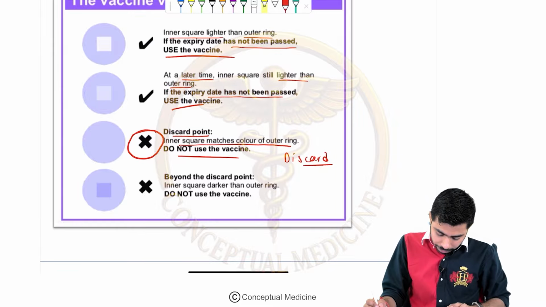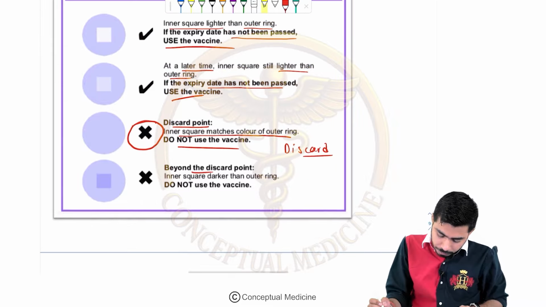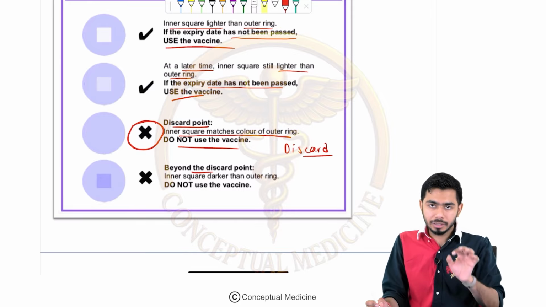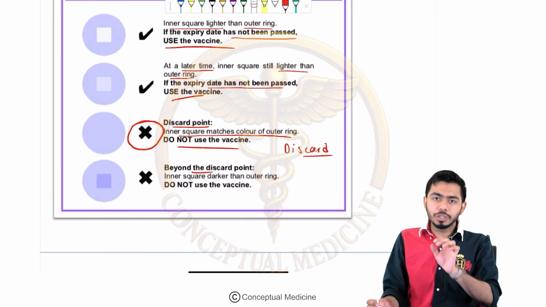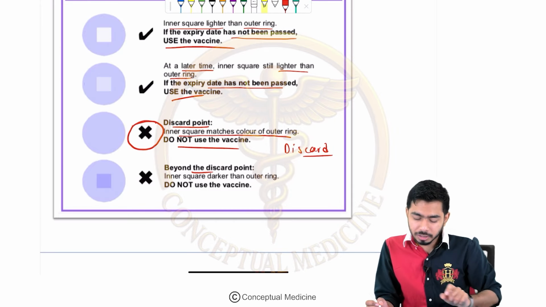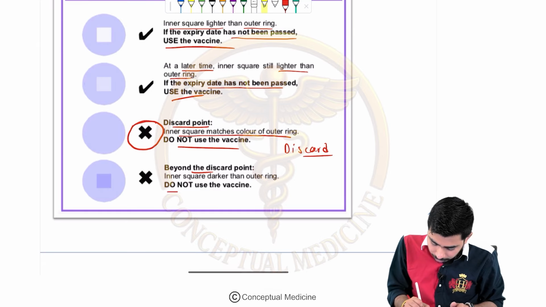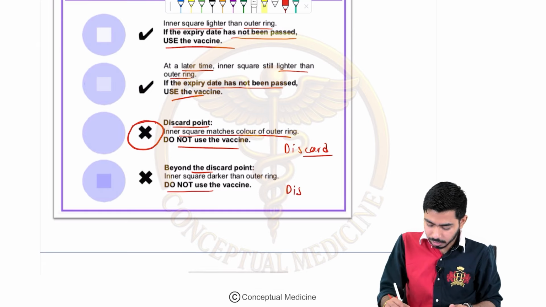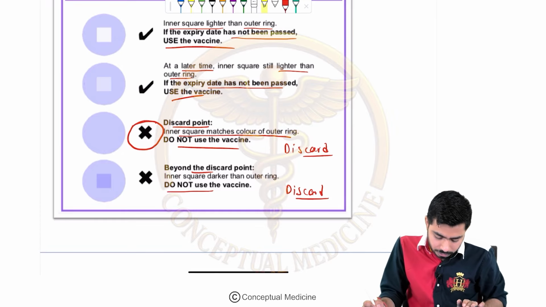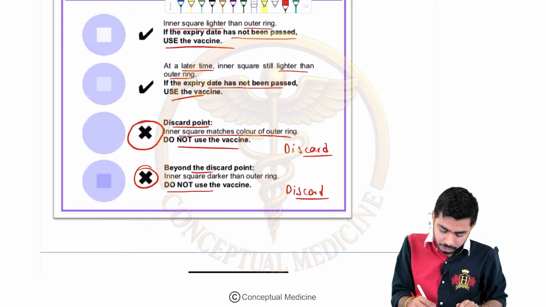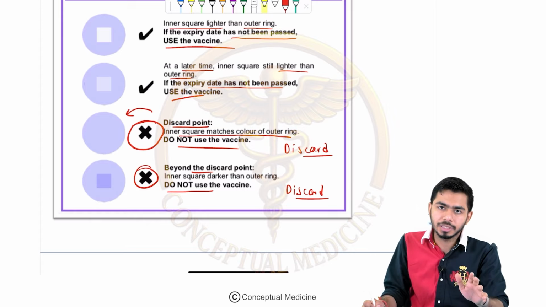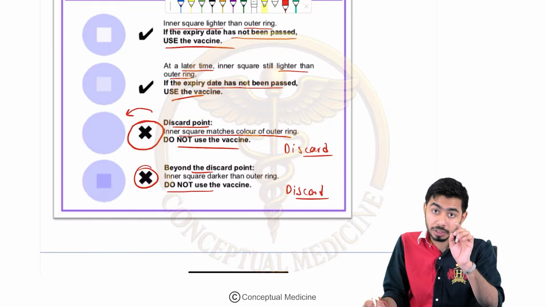Okay, if beyond the discard point the inner square is darker than the outer ring, right? Usually, according to the open vial policy, it should be lighter than the outer ring. But if it is darker than the outer ring, then also it is the indicator that you should be discarding it, rather than using it. So that is also the discarding. So what is the discard point? Where the outer ring and the inner square color are matching, at that point of time you should be discarding the vaccine. This is the discard point.